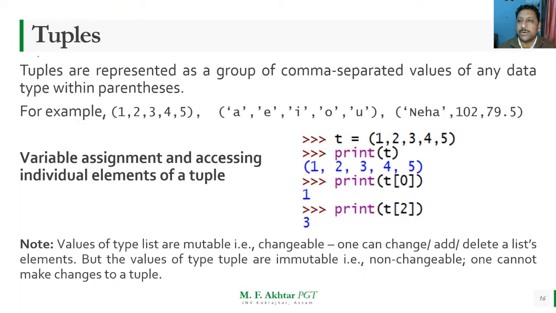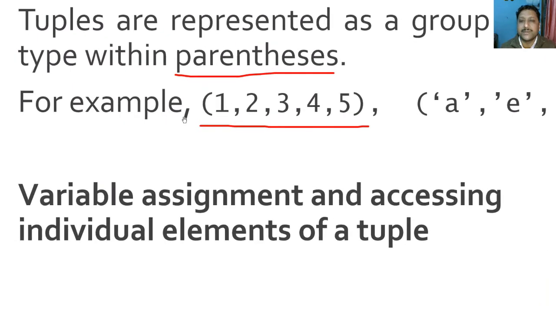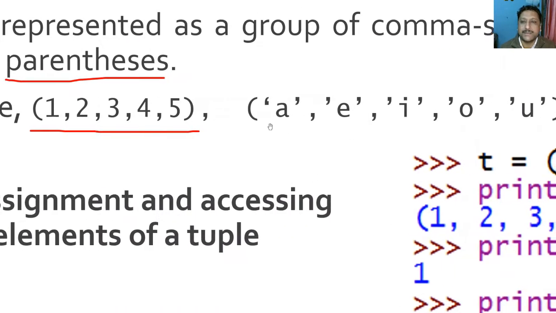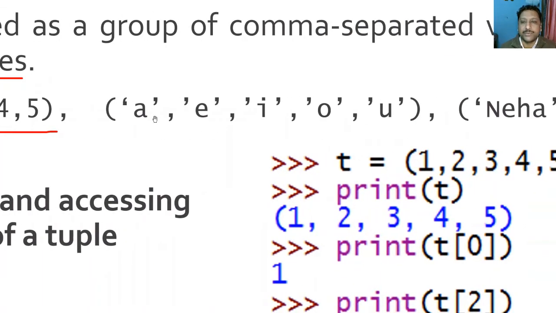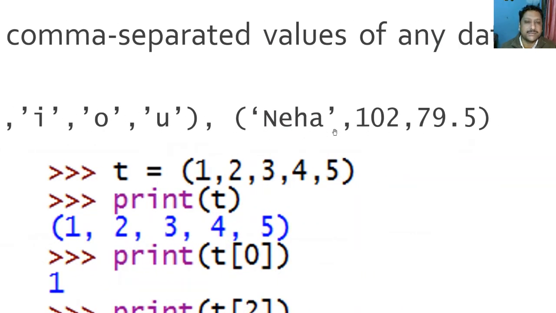Now come to know about tuples. Tuples are represented as a group of comma separated values of any data within parentheses. The only difference is that if we want to define a tuple, we have to put the values within parentheses. See here, we have given 1 2 3 4 5 within small brackets, that is known as parentheses. So it is a tuple. We can put numbers, characters, any type of data here. We have put letters within single quotation marks separated by commas, and a mixed type also.